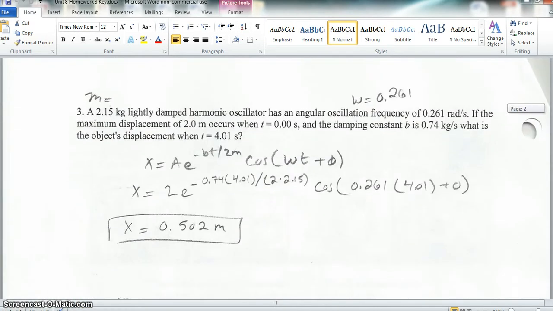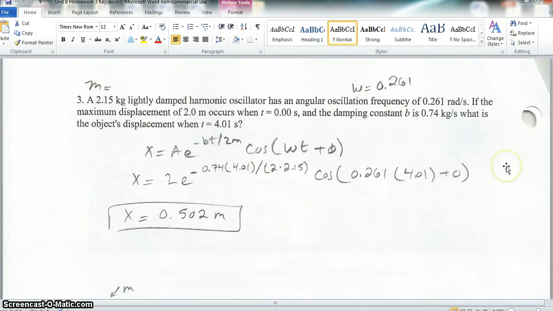So continuing on into question 3, and hopefully it is not too bad. Questions 3, 4, and a couple of these other questions have to do with damped motion. Hopefully you agree there's nothing too tricky about these questions. They give us the mass, the angular frequency, omega of 0.261, and the maximum displacement of 2 meters when time equals 0. That tells me the phase shift would be 0, because if I'm starting at the maximum displacement, I'm not starting anywhere else in my motion. So the phase shift would be 0.